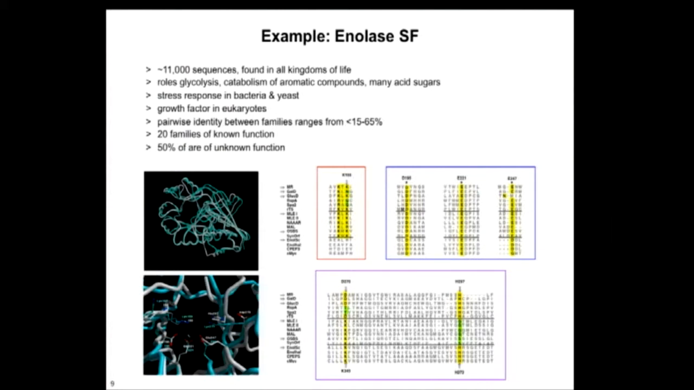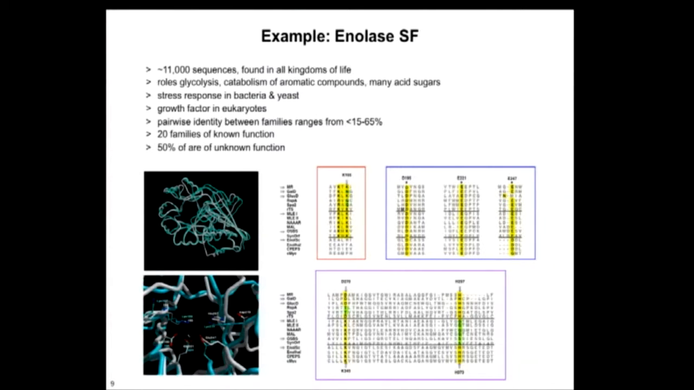An example, very quickly: the enolase superfamily has now about 11,000 sequences found in all kingdoms of life. A big advantage for our network approaches is that we can look at all sequences in all organisms to give us a very big context from which to interpret structure-function relationships. They have many different biological roles, and the pairwise identity of these proteins often is very low, so that sometimes we're comparing sets of proteins that are less than 15% identical to each other. Those are very difficult to work with, particularly in sequence space, because getting alignments at that level is very difficult. And for these kinds of proteins, we also don't have that many structures.